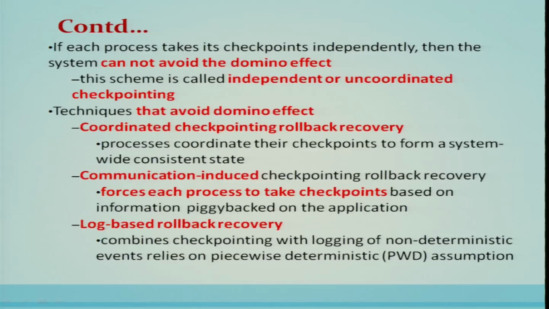If each process takes its checkpoint independently, then the system cannot avoid the domino effect, and this scheme is called independent or uncoordinated checkpointing. The technique that avoids the domino effect is coordinated checkpointing rollback recovery. Here the processes coordinate with each other to take their checkpoints such that the checkpoints form a system-wide globally consistent state.